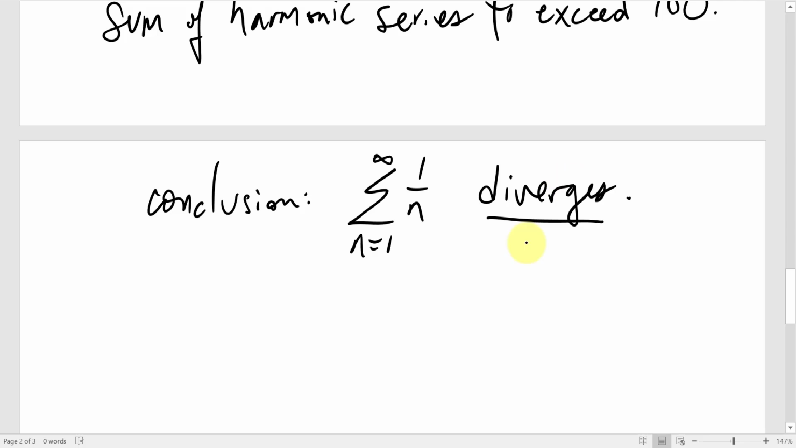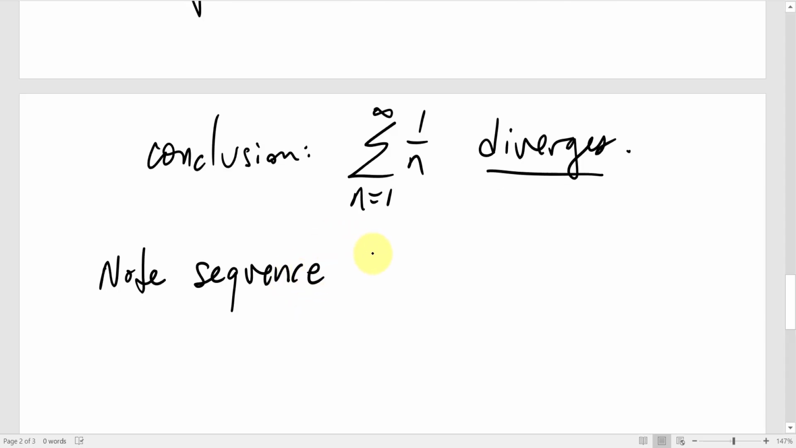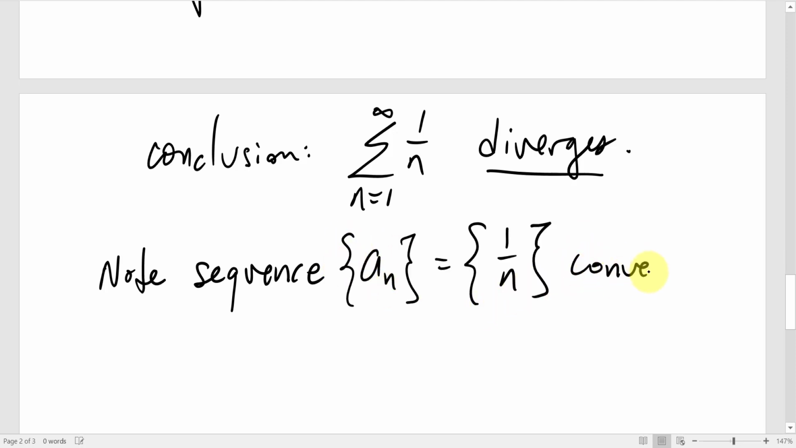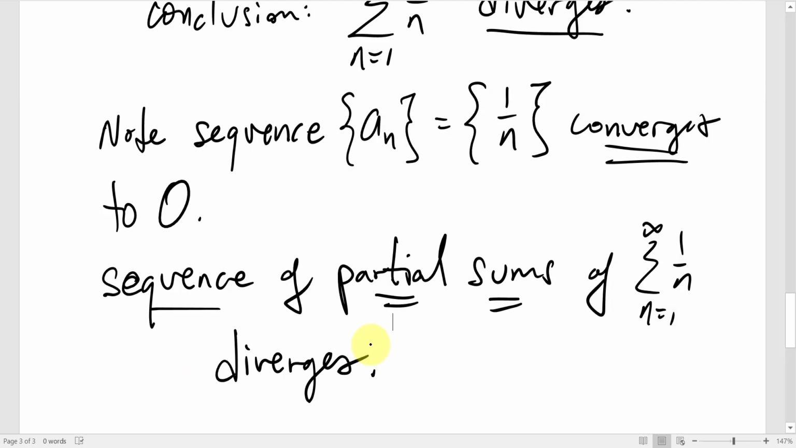I got that by comparing it to a sequence of partial sums that will always be larger than any value. But let me go back to the sequence a sub n. This sequence converges to 0. So this is, I think, really a confusing point for a lot of people: hold on, we have a sequence of terms that are converging to 0, but as you add more and more of them, the sequence of partial sums gets bigger and bigger and bigger and diverges. The sequence of partial sums diverges.